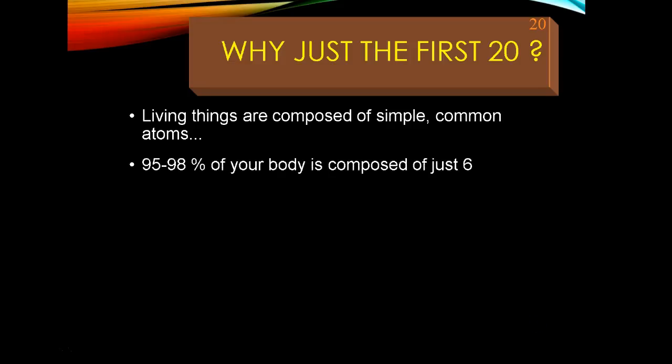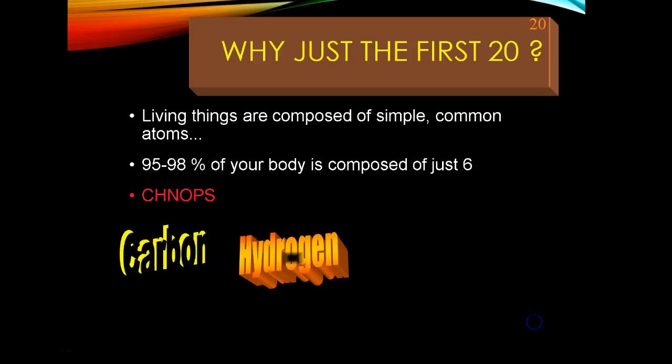Alright, so it says now that 95 to 98% of our body is composed of those 6 common atoms that we refer to as CHNOPs: carbon, hydrogen, nitrogen, oxygen, phosphorus, and sulfur.